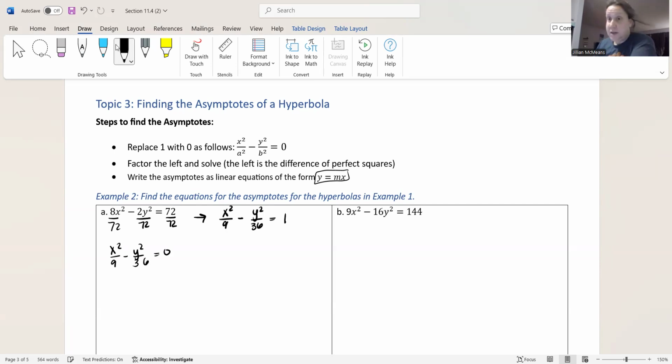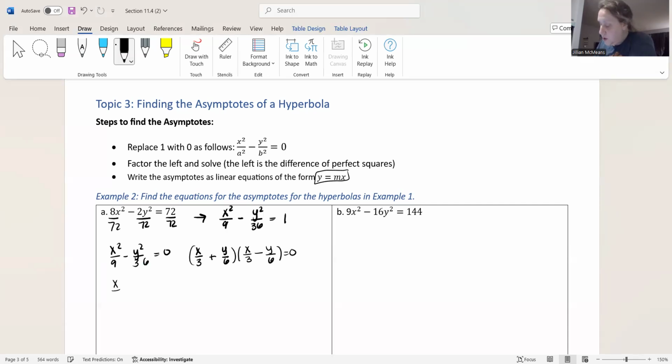We can factor this as the difference of perfect squares. So we take the square root of the first term. You can take the square root of the top and bottom separately, so we just get x over 3. And then you take the square root of the second term, which is going to be y over 6. You add, you subtract, and remember, we set this equal to 0. And then you can take each of these and solve them individually.